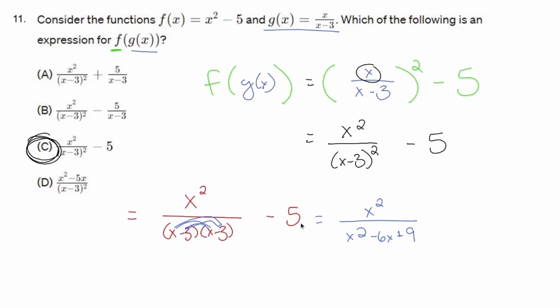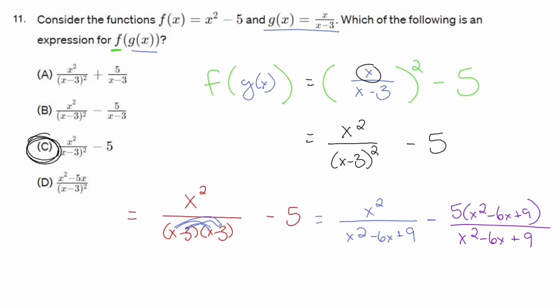Now, if I have to combine that minus 5 with this fraction, let's just say the option looked like this, but you were required to do a little bit more, then what I would do is multiply that negative 5 in the numerator and the denominator. So you would become minus 5, x squared minus 6x plus 9, over x squared minus 6x plus 9. Why am I doing that? So I can combine fractions.